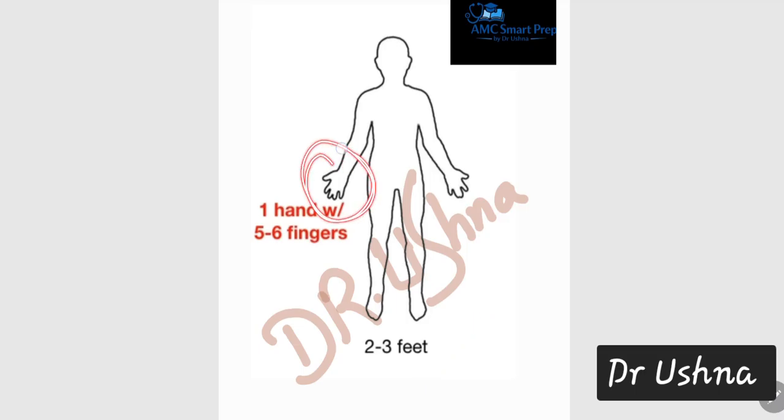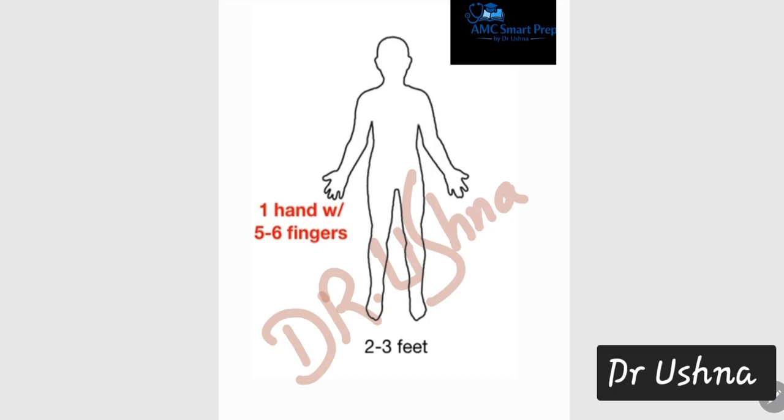Then remember this hand. The hand is on the lateral side of the body. This is the medial side of the body. This is the lateral side of the body. So one hand with the 5 to 6 fingers, on the lateral side, is telling you about the lateral territory. So it's very easy to interpret: 1, AVL, L means lateral side, and V5, V6. This is for your lateral lead territories.